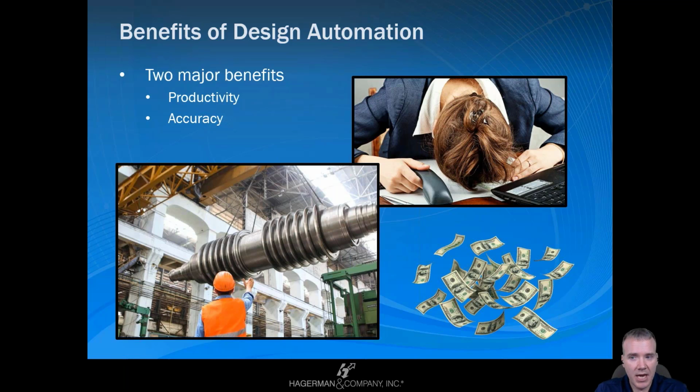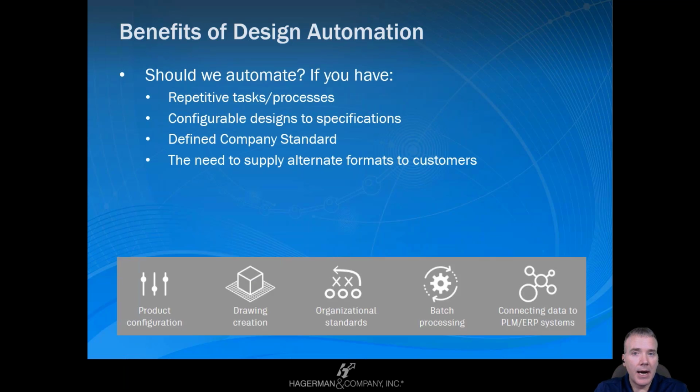But they both add up to the same thing, which is more money, more profit, whether you're saving money on labor cost and design, or whether you're saving money because you're not cutting metal incorrectly or shipping the wrong product. Design automation can absolutely pay for itself. And it has to, or you shouldn't do it, right?